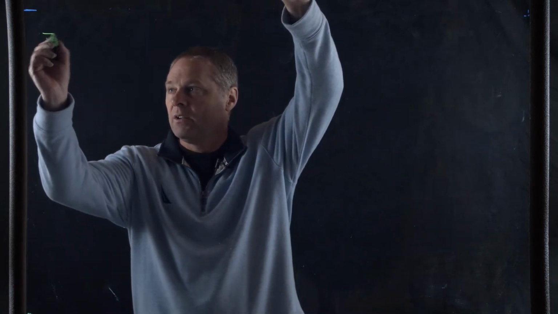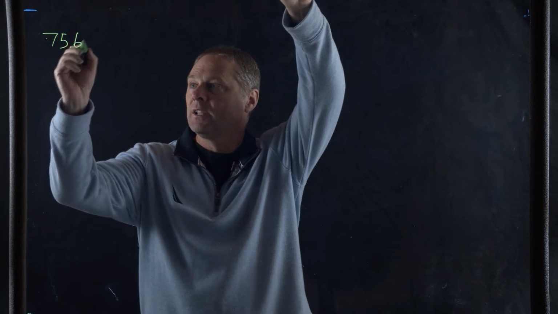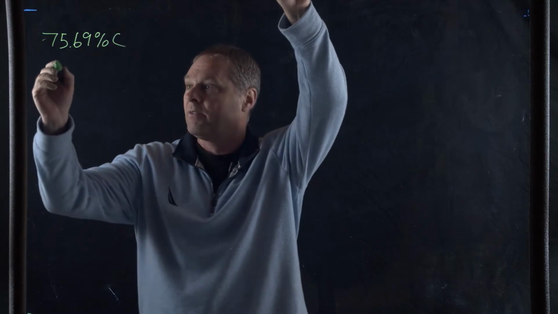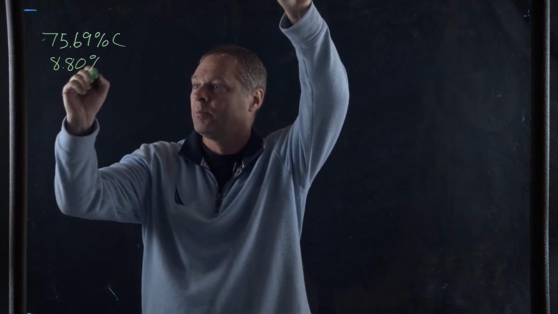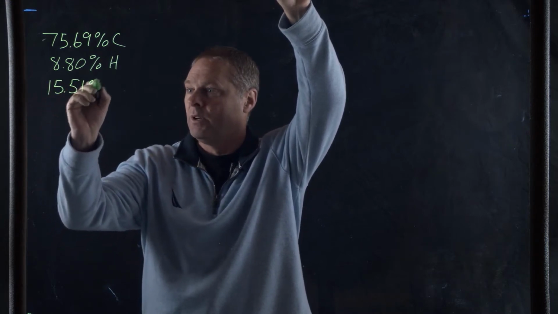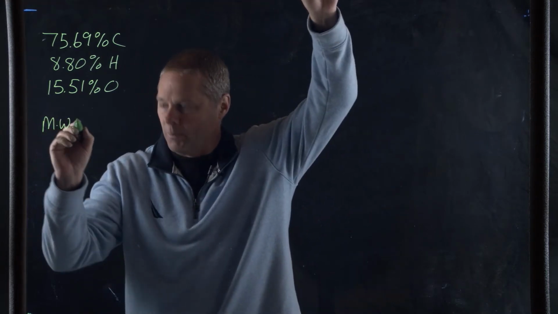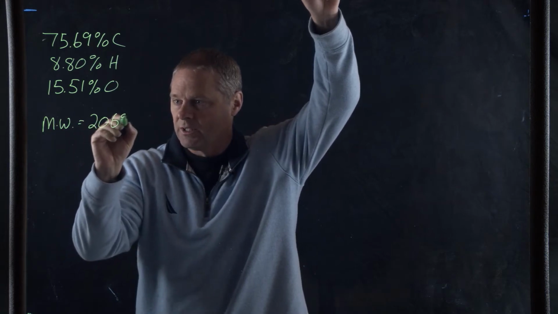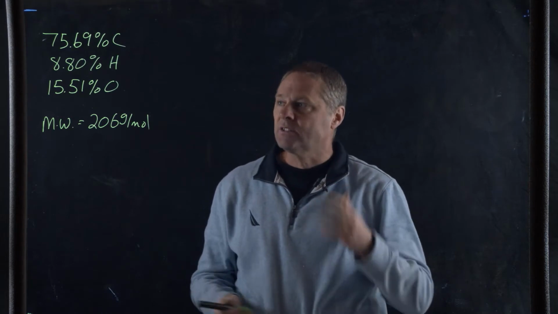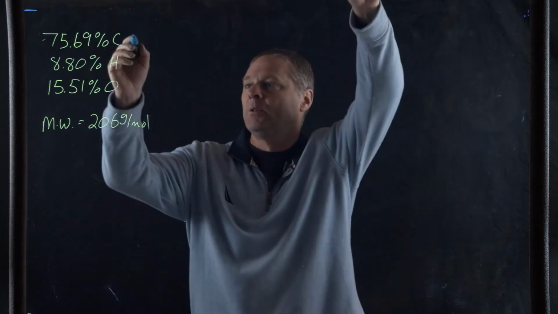So we have 75.69% carbon, 8.80% hydrogen, and 15.51% oxygen. And this happens to have a molar mass of 206 grams per mole. The first thing we want to do is assume a 100 gram sample.